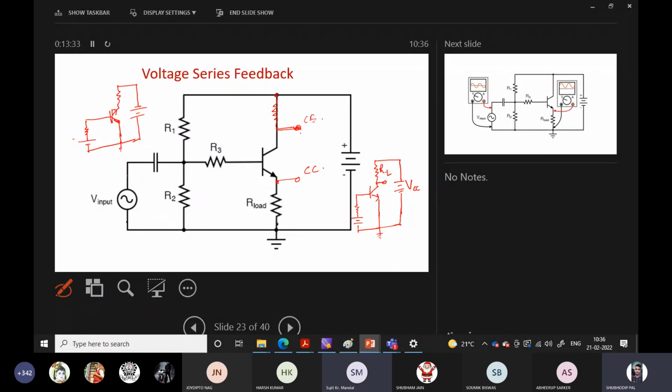Is it clear? Now you tell me, this circuit diagram is which configuration? Show where it is grounded, or where it is collecting. Which one? Common collector. Some are saying common emitter, it's a common collector. So those who are saying common emitter have not understood it.